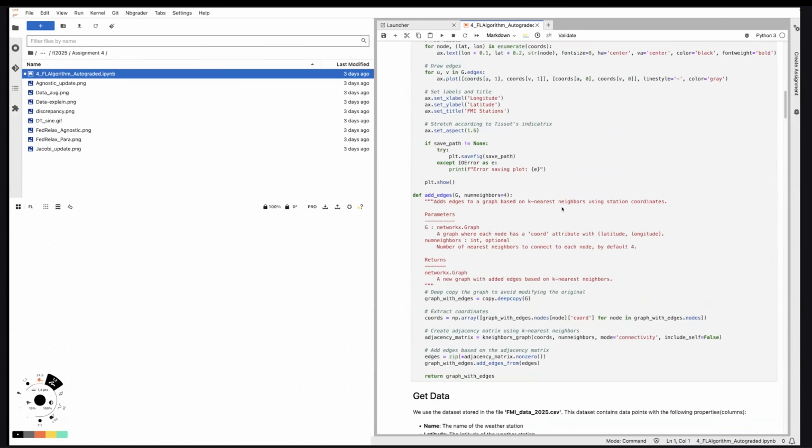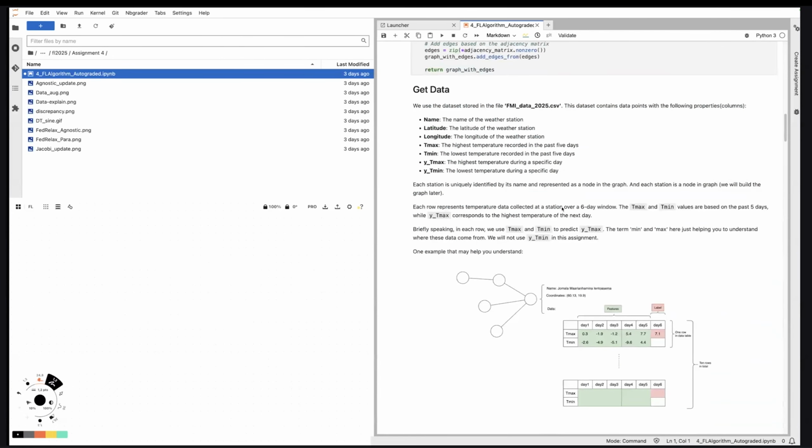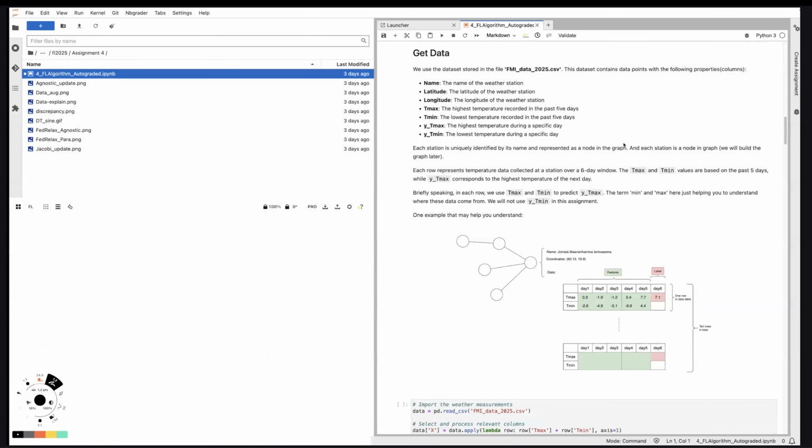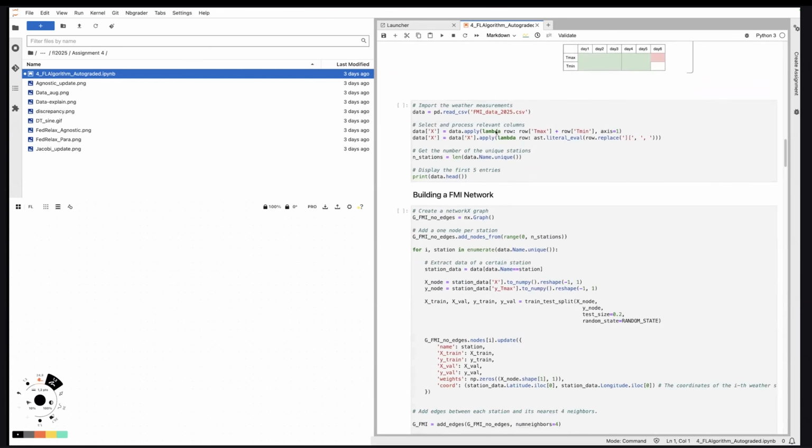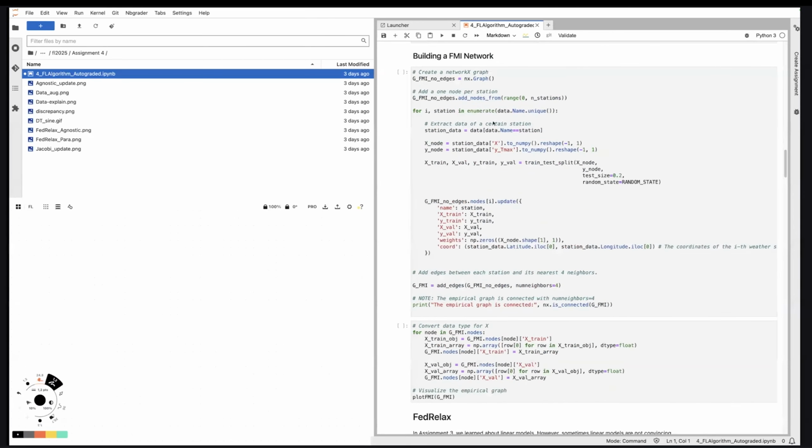First is the dataset. We use the same dataset as we used in assignment 3. So we use the FMI data 2025, and it includes some stations and their names, coordinates, and temperature data. And we also use the same methods to build an FMI network.